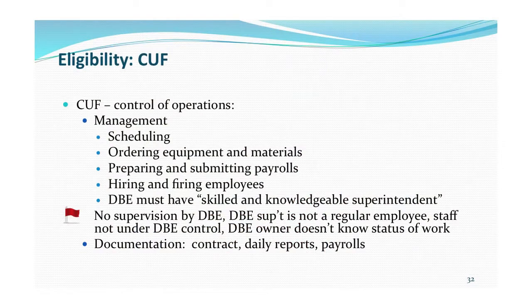What do you really look for when you evaluate CUF? Control of operations, really. Do they hire and fire? Do they schedule? Do they order? Do they do things that a contractor's supposed to do? Look, if there's no supervision by the DBE, or its superintendent isn't a regular employee, he's not under the DBE's control, and the DBE owner really doesn't know what's going on in the job site, that ought to be a red flag to you, because if it's investigated, I can guarantee you it will be a red flag to the federal government.